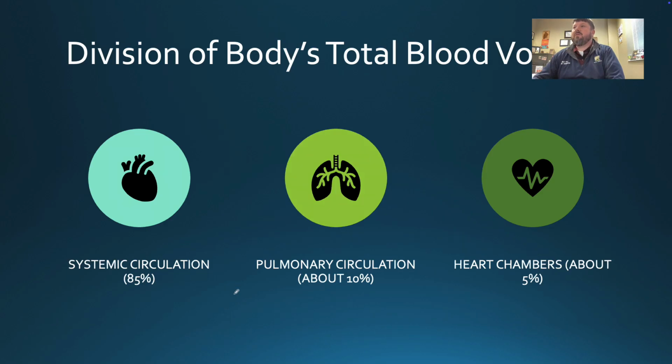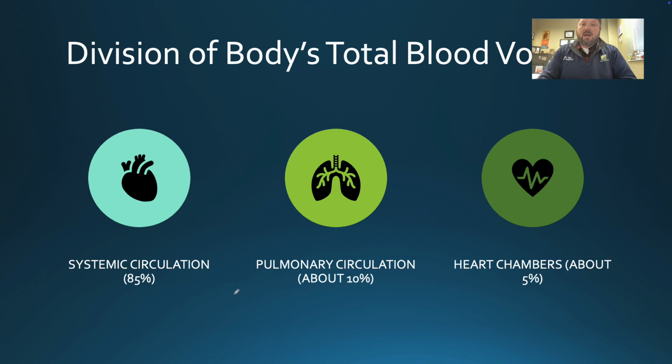So the total blood volume is distributed like this between the systemic circulation and the pulmonary circulation. About 85% of the blood will be in the systemic circulation. About 10% of the blood will be in the pulmonary circulation, and then about 5% will be in the heart chambers at any given time.